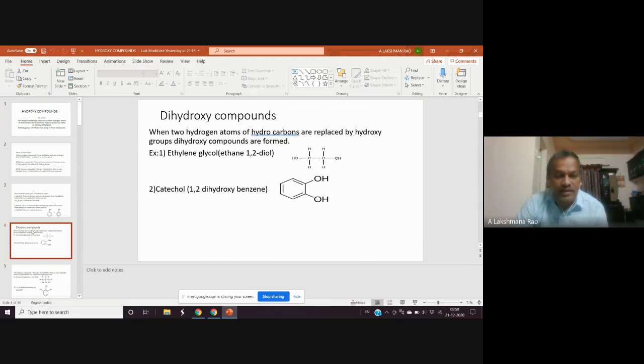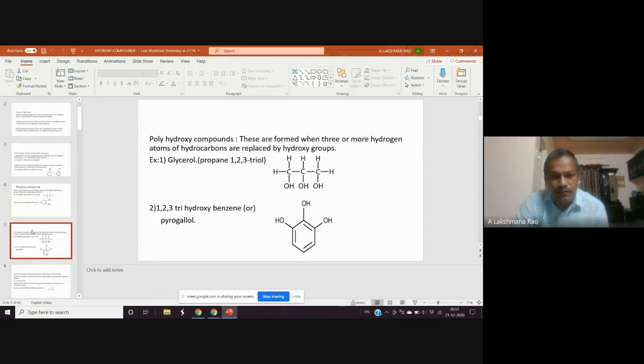And another one is catechol. Another name of this compound is 1,2-dihydroxybenzene. It is an aromatic dihydroxy compound. Next one, polyhydroxy compounds. In these compounds, three or more hydroxy groups are present in the compound.